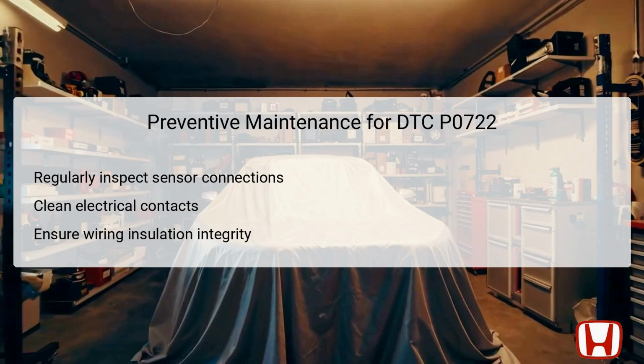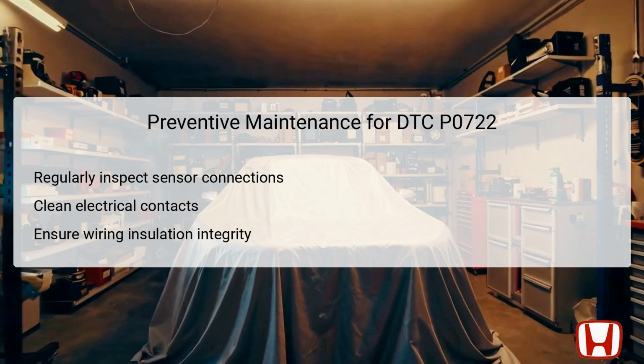One of the best practices is to regularly inspect the output shaft speed sensor connections and wiring harness for signs of wear, corrosion, or loose contacts. Cleaning the electrical terminals and contacts can help prevent poor connections that lead to erratic sensor readings. Furthermore, checking the integrity of the wiring insulation is crucial in protecting internal circuits from moisture and wear over time. Keeping these connections clean and securely fastened mitigates the risk of intermittent failures in the electrical circuit.